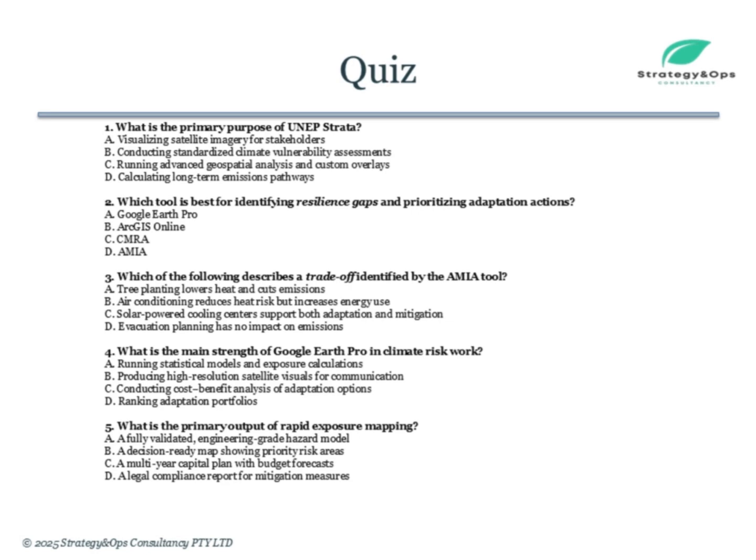Question 5. What is the primary output of rapid exposure mapping? A. A fully validated engineering-grade hazard model. B. A decision-ready map showing priority risk areas. C. A multi-year capital plan with budget forecasts. D. A legal compliance report for mitigation measures.